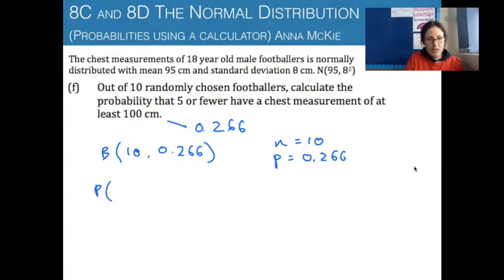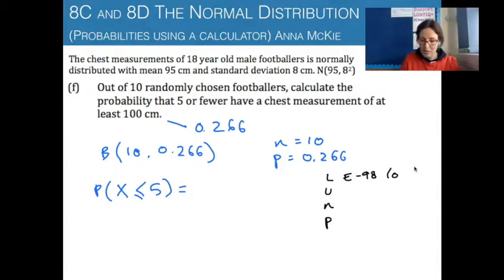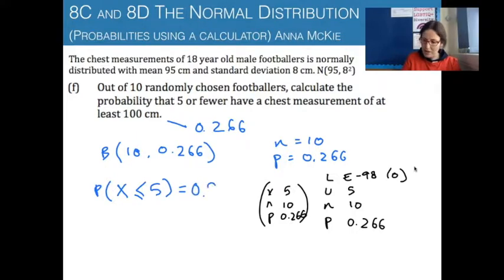So what we're after is the chance that X is less than or equal to 5, so 5 or fewer, have this chest measurement. And again, write your calculator input. You've got lower, upper, n this time, and a probability. Your lower bound is essentially, you could write E to the negative 98, or you could write 0, because that's 0 footballers. Upper bound is 5, n this time is 10, and probability is 0.266. Or if you've got an older version of a Casio, it accumulates up from the bottom. And in this case, that works because it's a fewer than question. So you would, I think, have the inputs of this. I'll tell you that the answer is going to be 0.973.